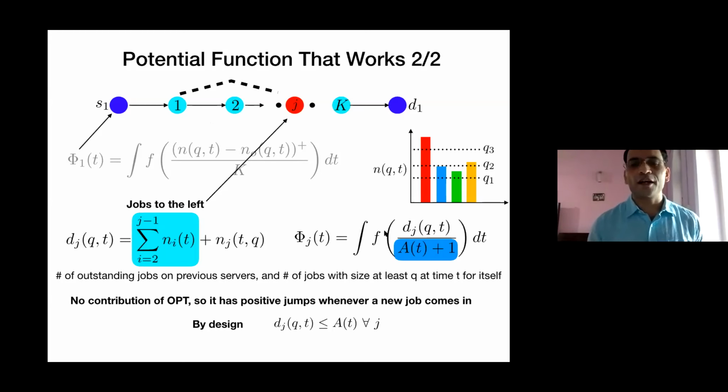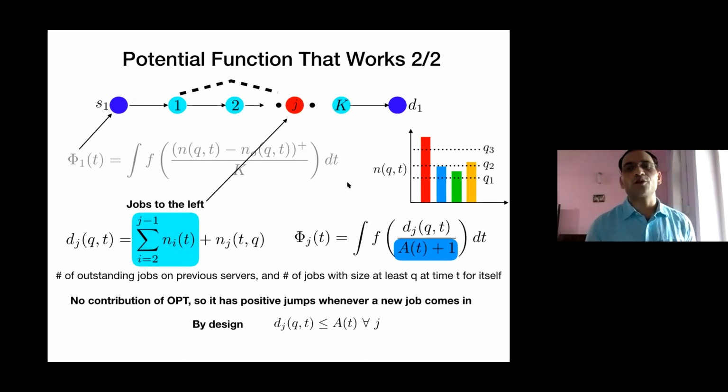If you have noticed, the potential function for the internal server actually has no contribution for the OPT. And this is precisely the point I was suggesting earlier, that I have no way of controlling or synchronizing the arrivals into internal servers. So that is why I don't even take into account any contribution from the OPT inside the phi j of t. And because of that, every time dj of q of t increases, that is, every time a new job comes into server j, phi j of t is bound to have an increase. So there will be a positive jump.